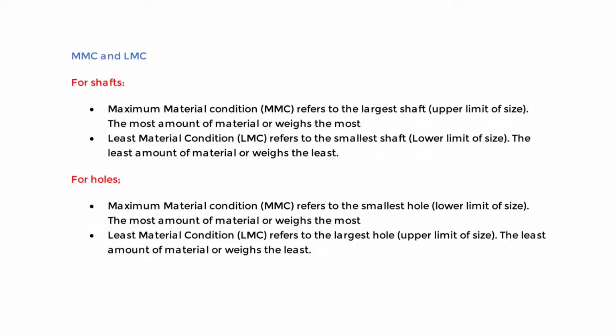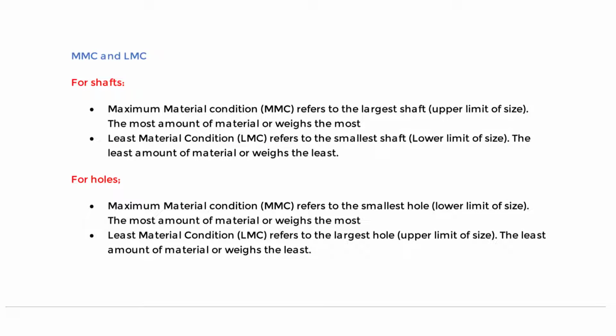So if you think about that logically, the condition with the most material is when the shaft has the largest diameter, and then it would weigh the most. So for shafts, it's always going to be at the upper limit size, because that's the largest diameter. Then we have the least material condition.